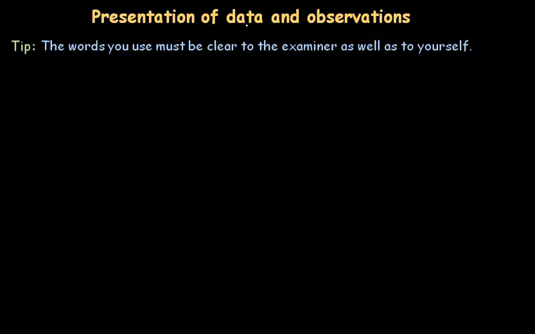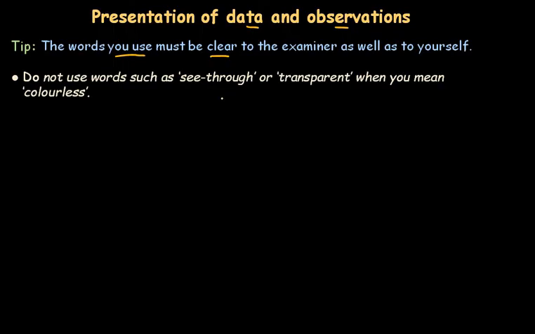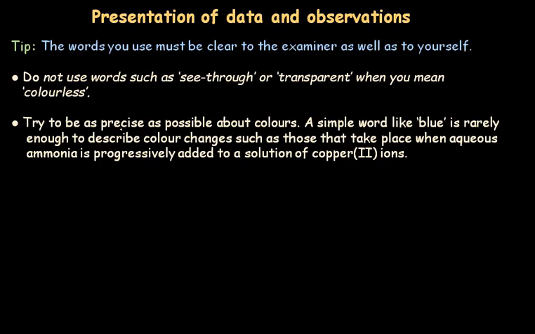Now, presentation of data and observation doesn't just mean how you are tabulating your readings, but it also depends on the words which we use to express our observations. So, the words we use are also very important. For example, do not use words such as see-through or transparent for some solutions. We can use the word colorless solution for some observations. While writing the observation, try to be as precise as possible about the colors also.